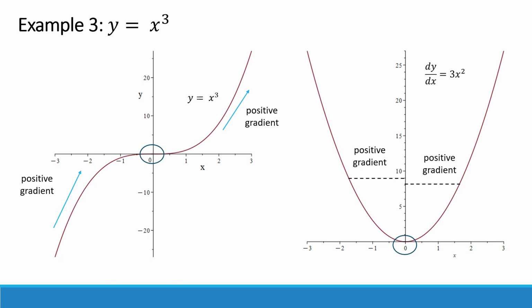Now, the second derivative test fails here. The second derivative is 0 at x equals 0. Since the gradient is both positive to the left of a stationary point and positive to the right of a stationary point, we can classify this as a point of inflection, as points of inflection are characterized by the behavior of a gradient to the left and right of the stationary point. If a gradient is positive on both sides or negative on both sides of a point, then we have a point of inflection.